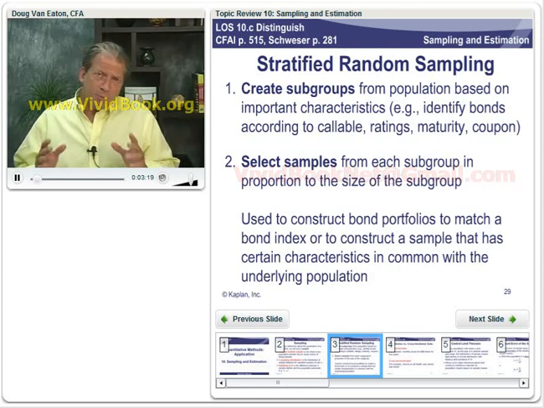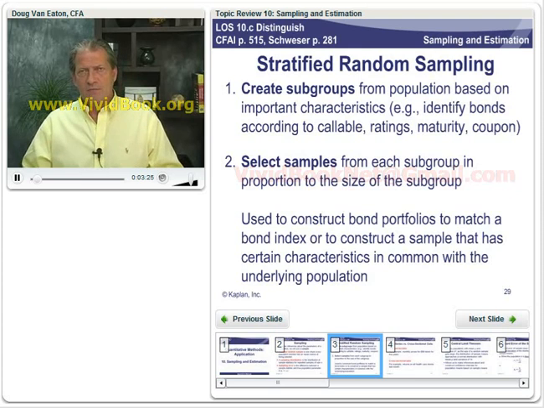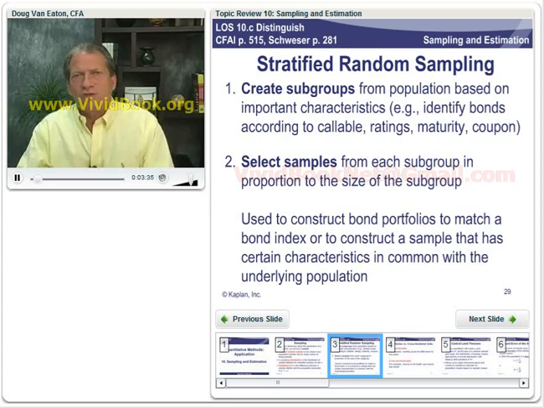So when they go to put up a bond index fund that's going to track a bond index, they want to match the characteristics of the index itself, but with a smaller sample. And that's when we use stratified random sampling. So how does this work?